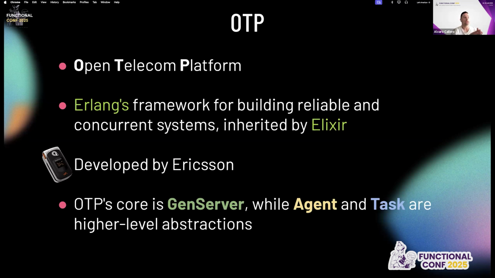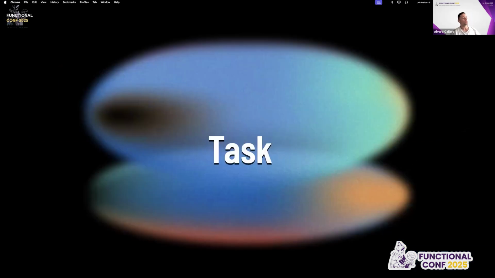On the other hand, while agent and task don't belong to OTP, they both follow and adhere to the way of working of OTP, like concurrent execution. So they are both part of OTP. Okay. So first OTP module, and this is task.